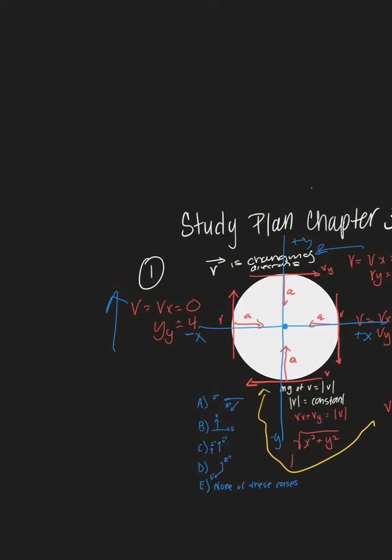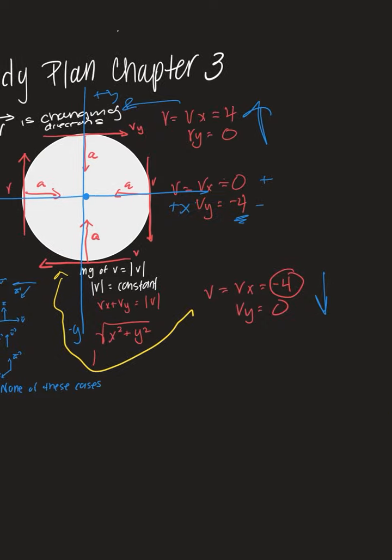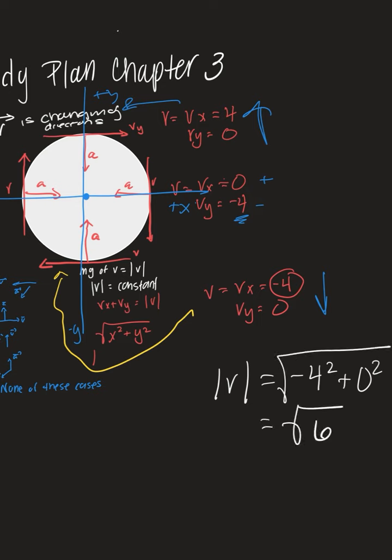With that being said, we like to plug in our numbers, and you will plug in, seeing, you'll do V equals -4 squared plus 0 squared. You will get 16, and that would be 4s.